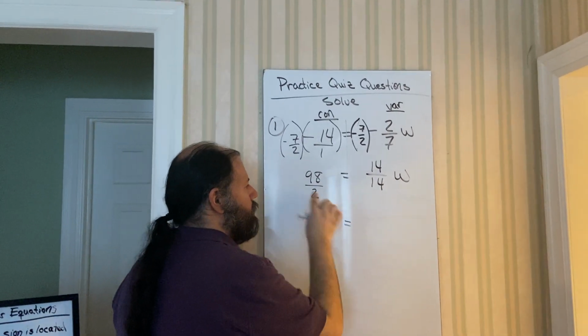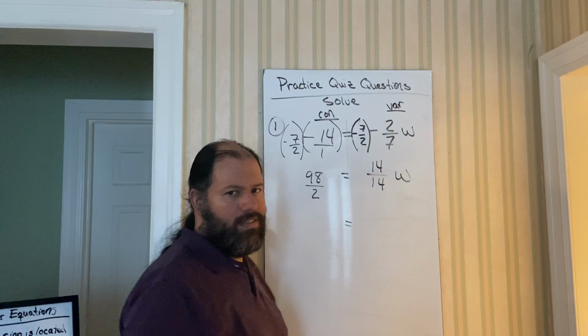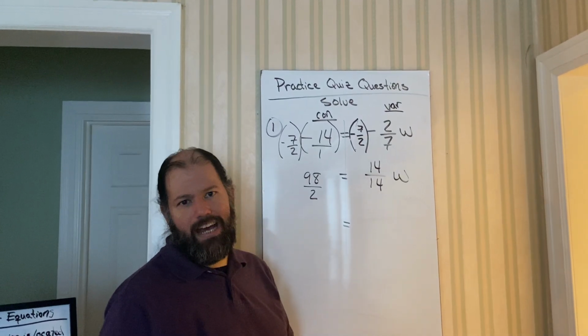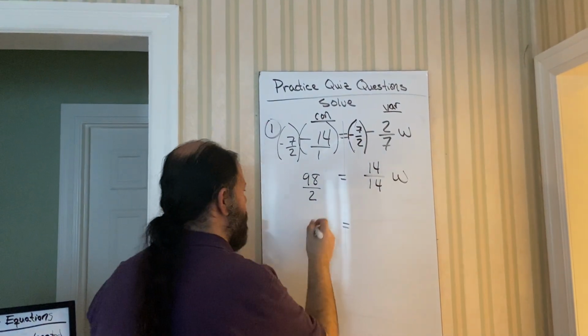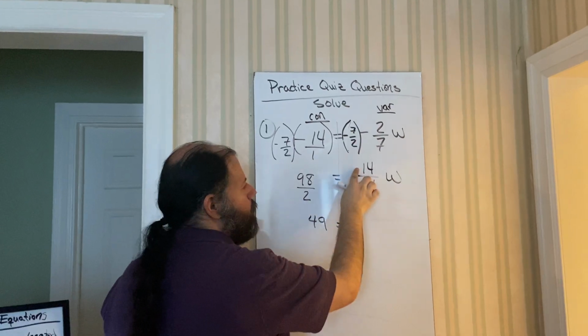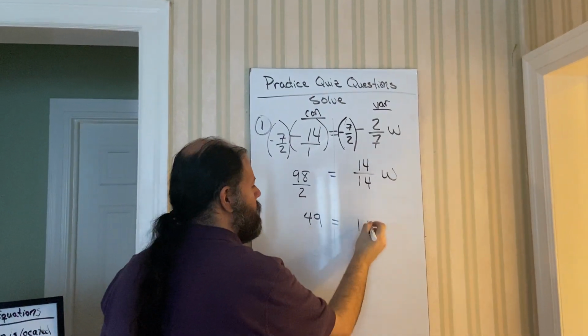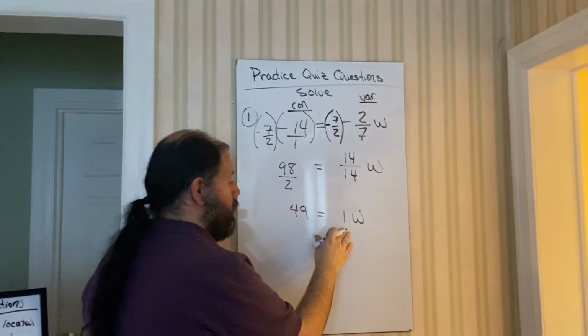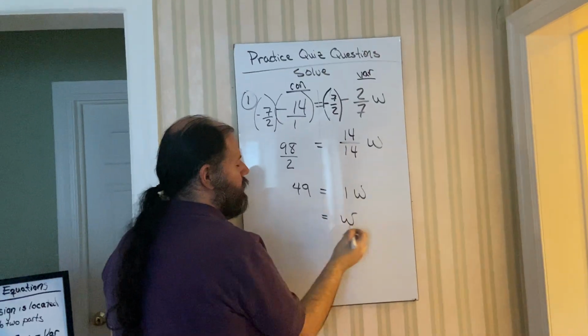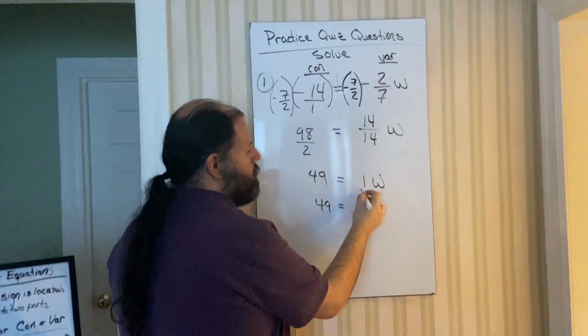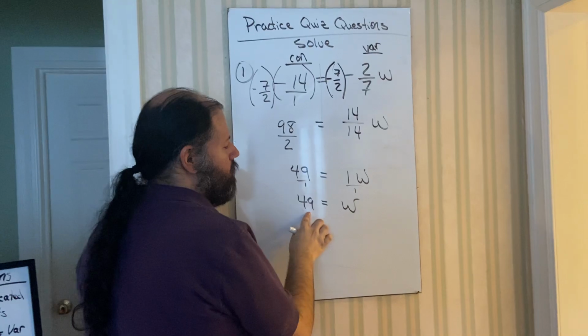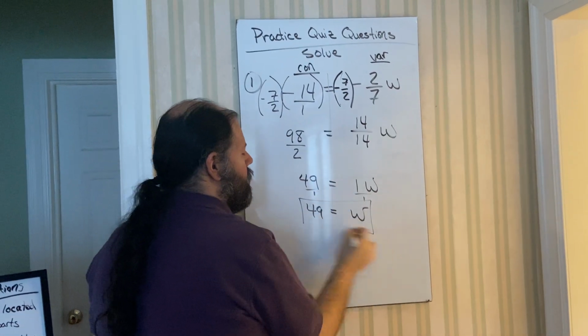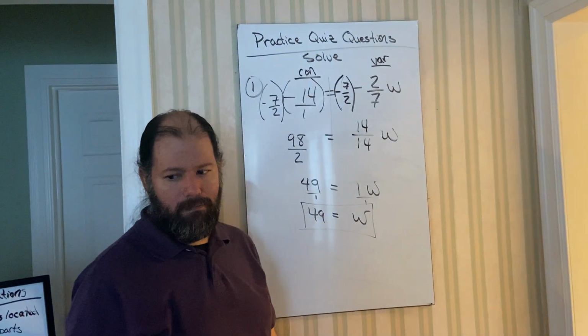Now, we can clean this up. You know that 98 divided by 2, half of 98, is 49. And over here, 14 divided by 14 is 1W. And you know that 1 times W is W. Or if you had to divide both sides by 1, you'll still get your final answer of W equals 49.